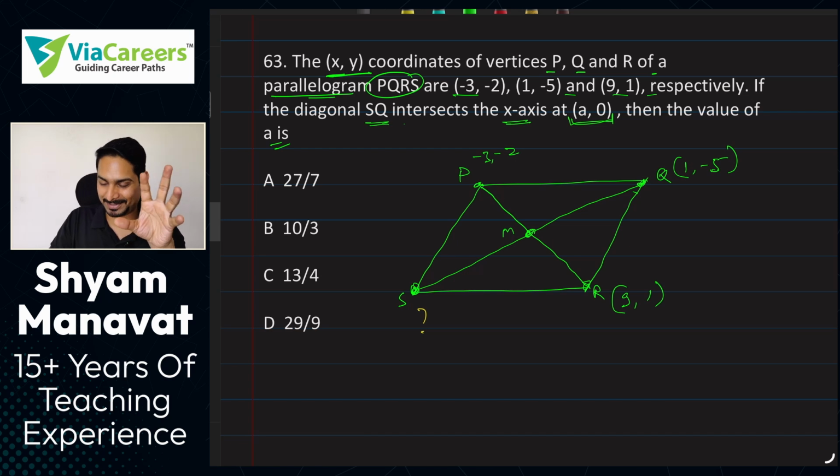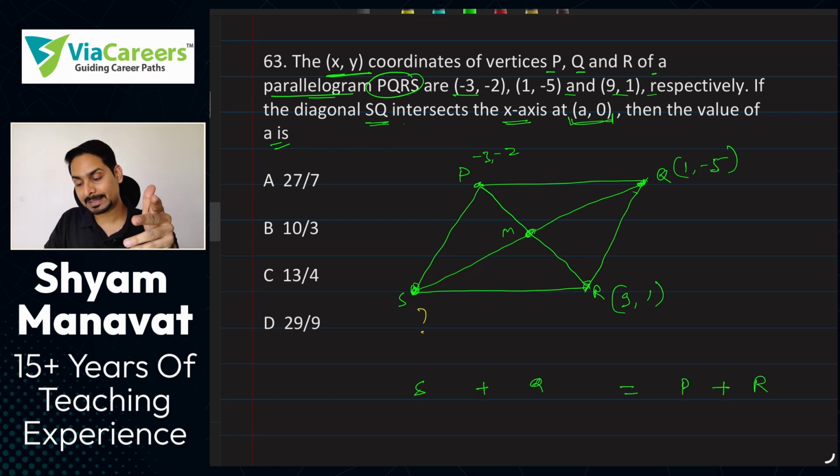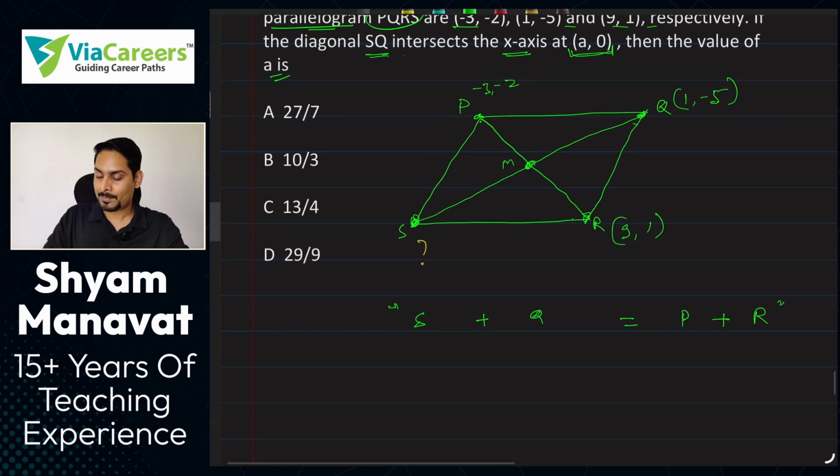Okay, I'm confusing. Let me write it and explain. Basically, coordinate of S plus coordinate of Q should be equal to coordinate of P plus coordinate of R. And how does this happen? Because PR and SQ have the same common point, M, bisecting both of them. So you can remember this as a property of a parallelogram too. That will be beneficial for you. This happens in any quadrilateral whose diagonals bisect each other.